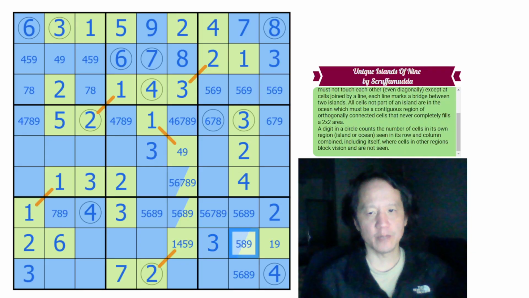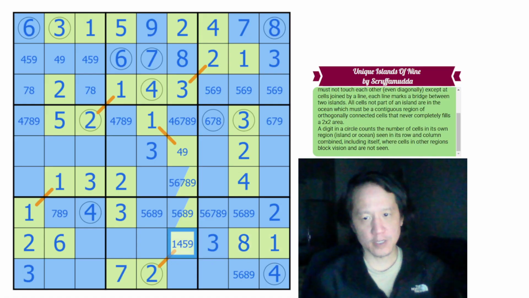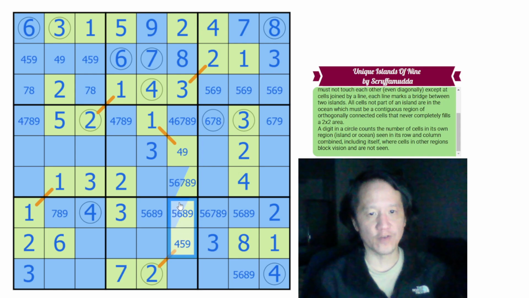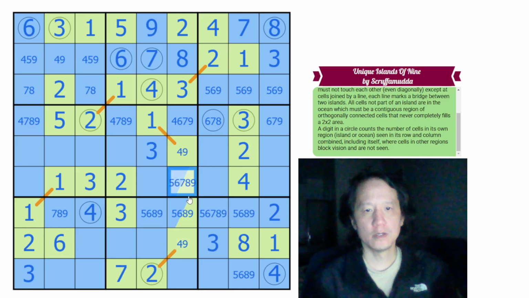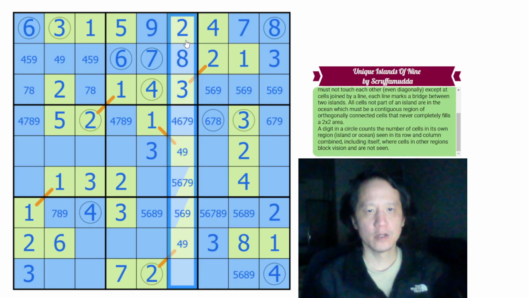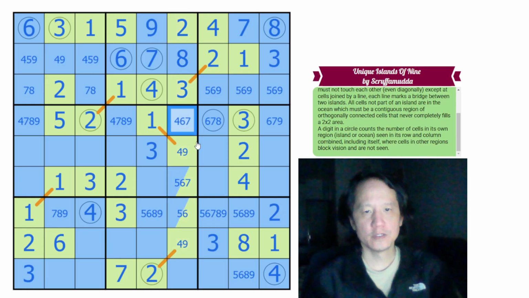Which means this can't be ocean. This has to be island, which makes this 1 and 8. So this can't be 1. Either this is a 9, or this is 4, 5. And this would have to be 4, and that would be 5. So now we have a 4, 9, 4, 9 pair. And we also can't have an 8. We have a 4, 9, 4, 9 pair in column 6, which eliminates 4 and 9 from the rest of the column. This can't be 4 or 9.